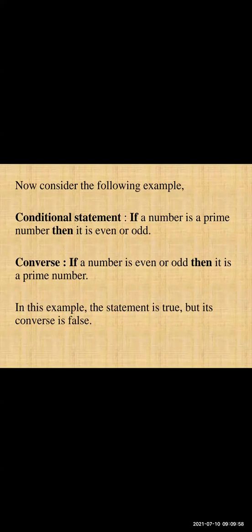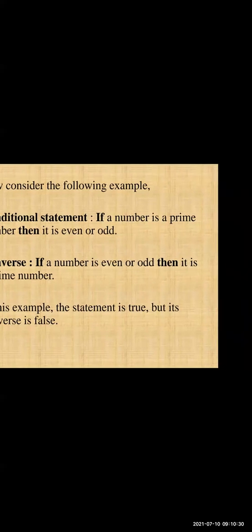When you are told to just find the converse of the given statement, you have to just find the converse. You don't have to think about whether it is true or false. That is all you have to do: find the converse of the given statement, that much only. In this example, the conditional statement is true, but its converse is false.